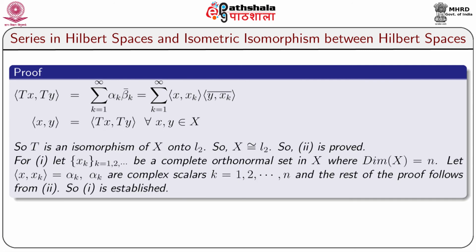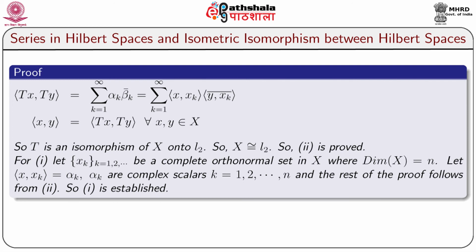Thus, inner product Tx comma Ty equal to sigma k equal to 1 to infinity alpha k beta k bar, which is equal to sigma k equal to 1 to infinity inner product x comma xk into y comma xk bar. So, inner product x comma y equal to inner product Tx comma Ty for all x comma y belongs to capital X. So, T is an isomorphism of X onto L2. So, X is isomorphic to L2.